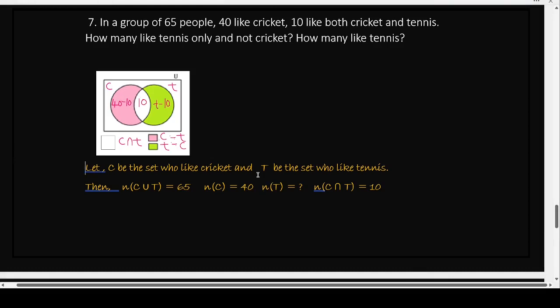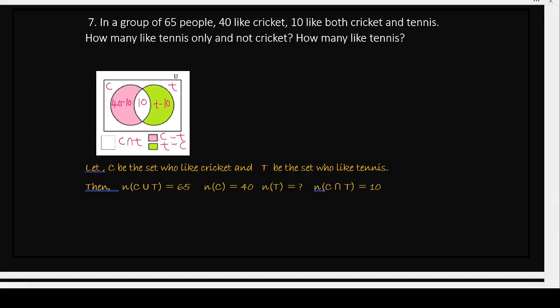That is 10. Now here there are two parts to the question. How many like tennis only, not cricket, and how many like tennis? See, that is the distinction. The green portion is how many people like tennis only. How many people like tennis? This complete circle of T is the people who like tennis.